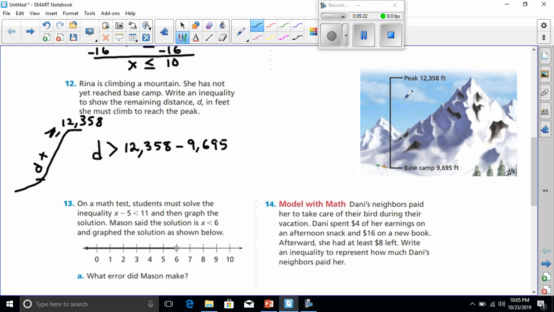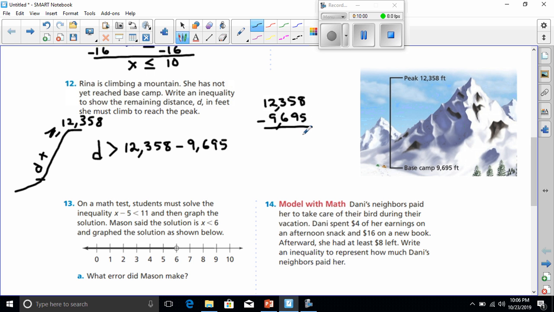Does everyone see that? We know that it's going to be a greater distance than what it is from the base camp to the peak. We don't know what the distance is because they haven't told us how far the base camp is from where she was hiking. But we do know that it's going to be greater than the base camp to the peak. So if we did this, we'd have 12,358. We'd have to subtract 9,695.